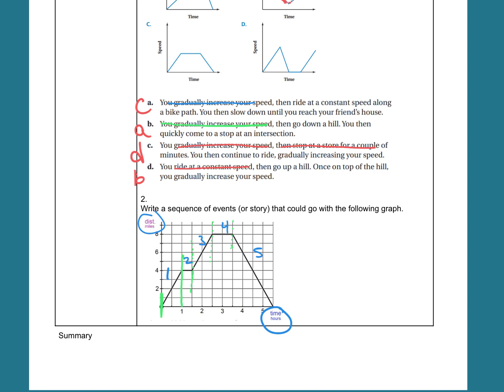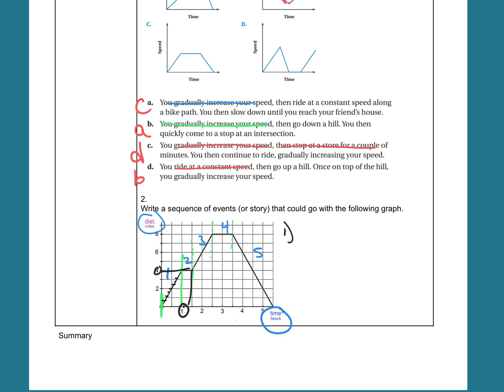And we're talking about as time goes on, my distance is going up. So let's start with the first thing. In the first section, my distance is going up. So maybe I can say I'm riding away from home. I'm 2 miles from home. I'm riding away now. I'm at 1 hour.